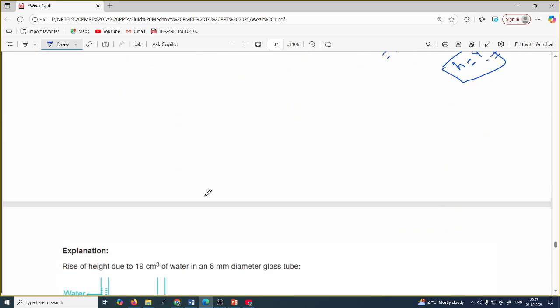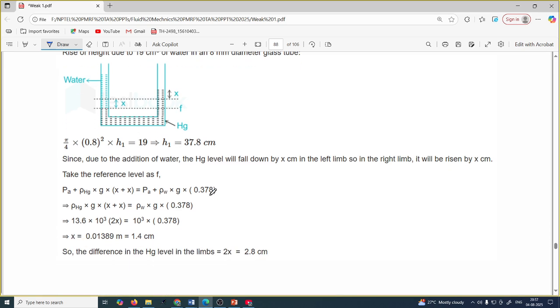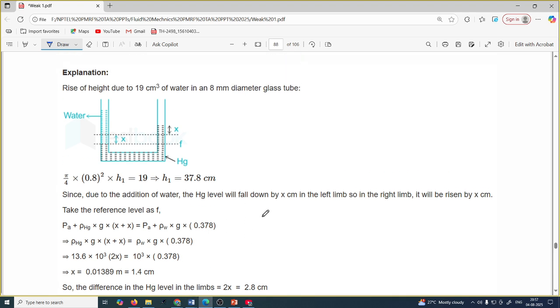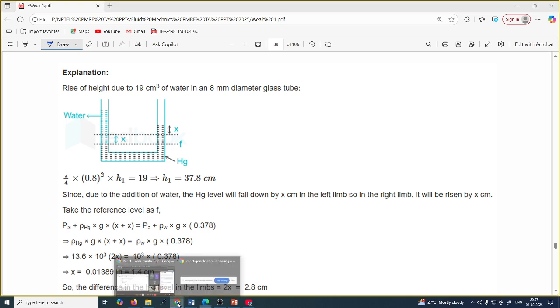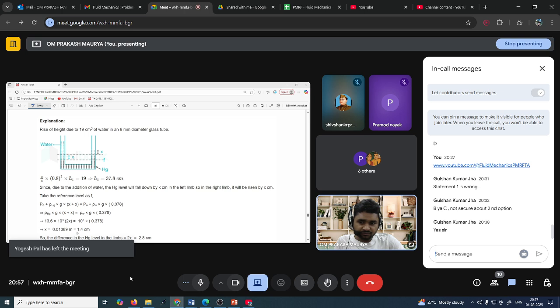So in a simplified way, it is already explained very well here. I'll just show you the complete analysis. So the explanation part is visible, please. Anyone can? Explanation part.